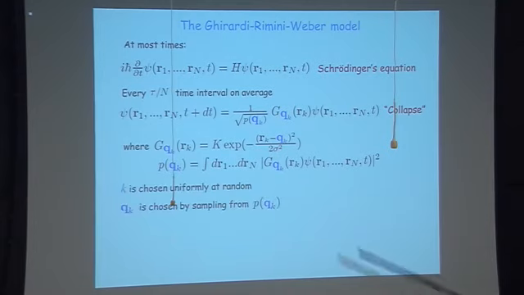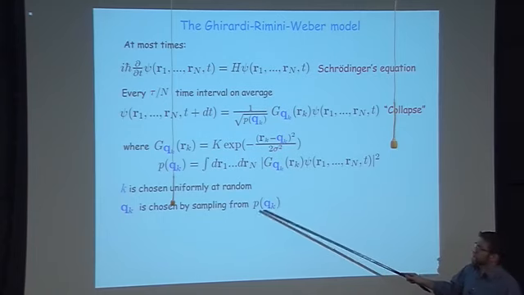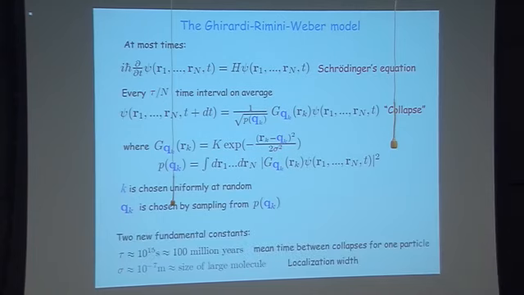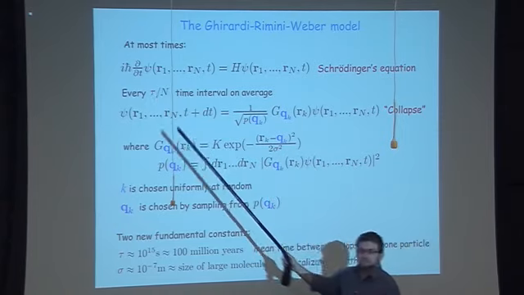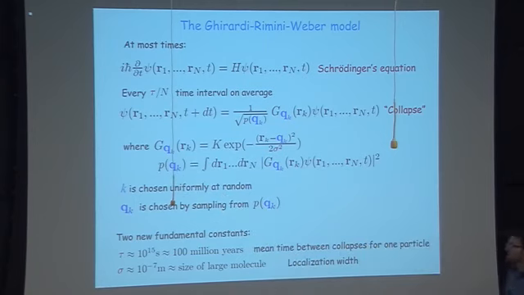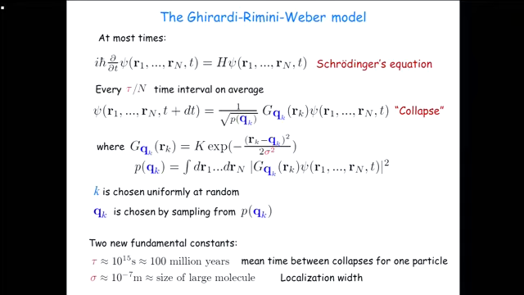Okay, so like I said, k is chosen uniformly at random, and these q sub k's are chosen from this distribution. And now these two parameters, the sigma that appears in the Gaussian and the tau that determines the time scale on which these things occur, are considered to be new fundamental parameters. So from the perspective of this theory, they're just axiomatic. They're thrown in there, and I'm going to talk a bit about why they're proposed to have these sorts of values and what the bounds on those values are.